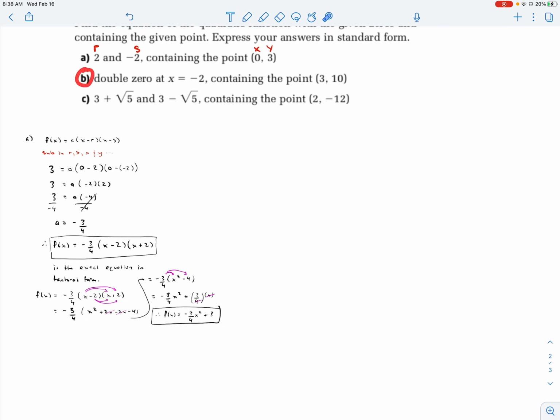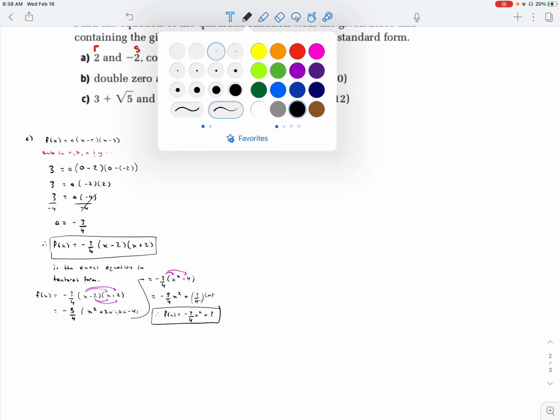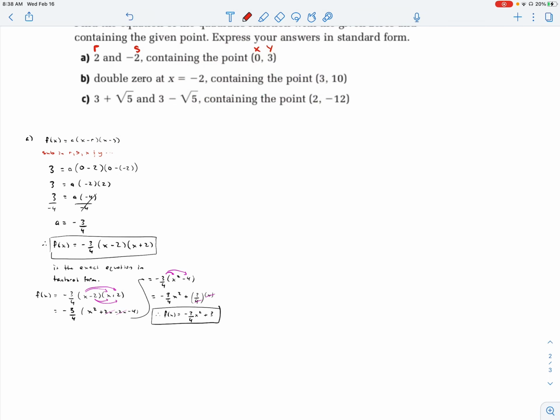Looking at this next one, it says we have a double zero at x equals negative 2, and it contains the point (3, 10). If we have a double zero, it just means the zeros are repeated. So that means r and s are both equal to negative 2. And we still have our x and we still have our y.